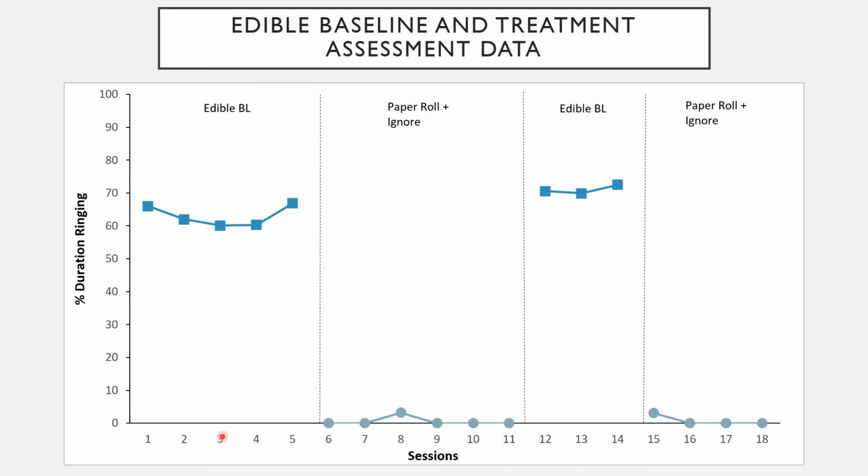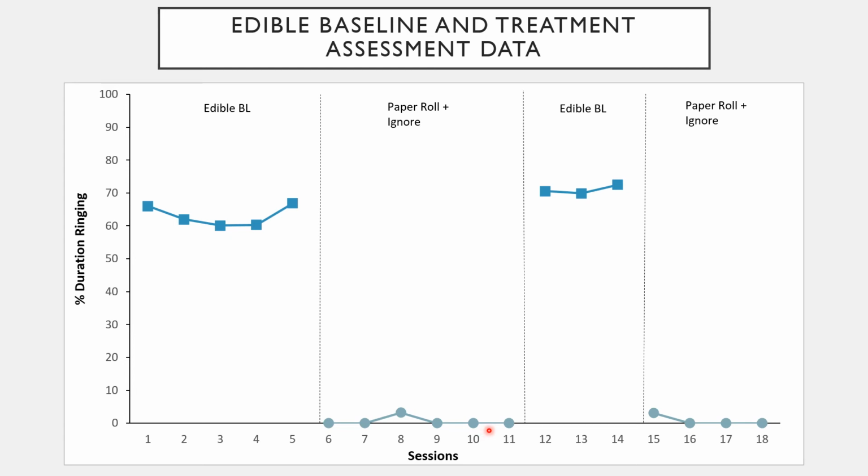Sessions are on the x-axis, percent duration of ringing are on the y-axis with a scale that goes from 0 to 100. In our initial baseline, we saw pretty high and stable rates of triangle ringing. After establishing this baseline, we dropped in our treatment, and we saw an immediate decrease in triangle ringing down to pretty much 0% of the session.